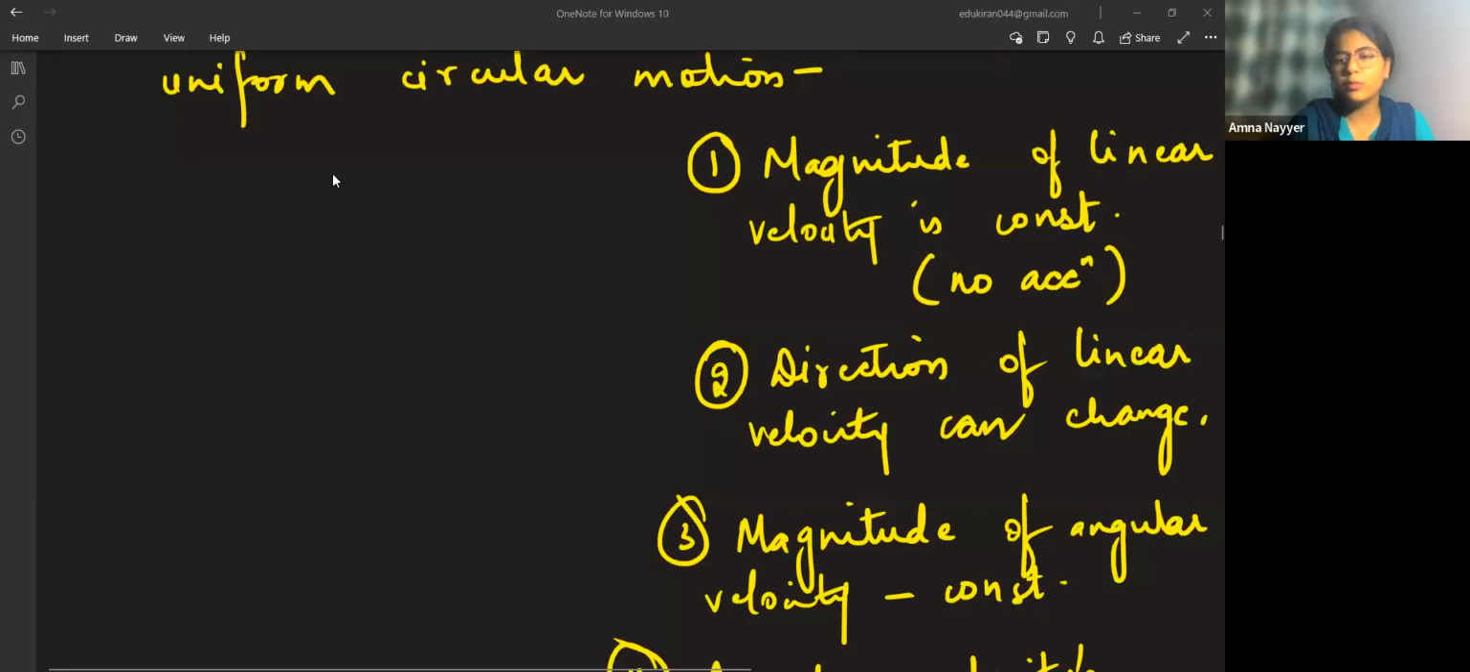Uniform circular motion. Briefly, we have introduced it. What is a uniform circular motion? Whenever we talk about a vector quantity, you have two things: a magnitude and a direction. Now you have two velocities, linear velocity and angular velocity. For linear velocity, you have magnitude and its direction. For angular velocity, you have magnitude and its direction. So we'll be talking about all these quantities.